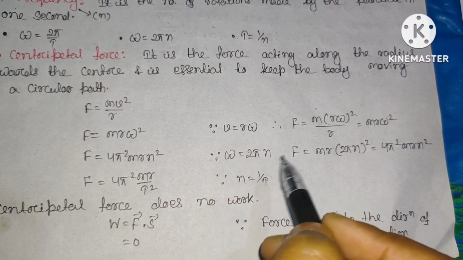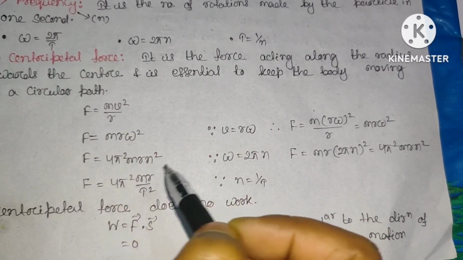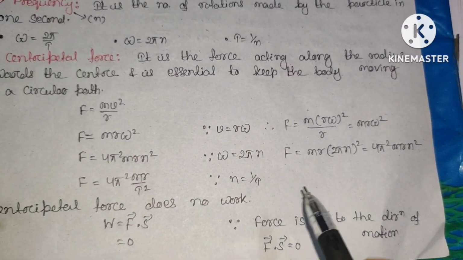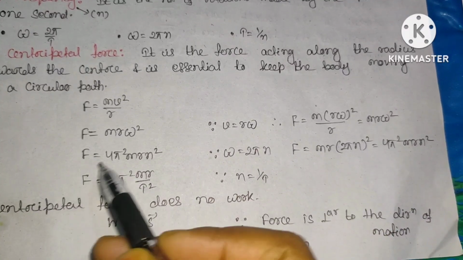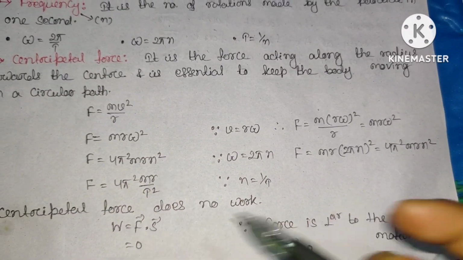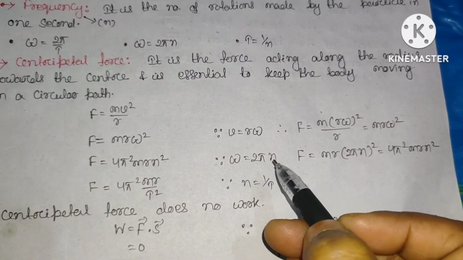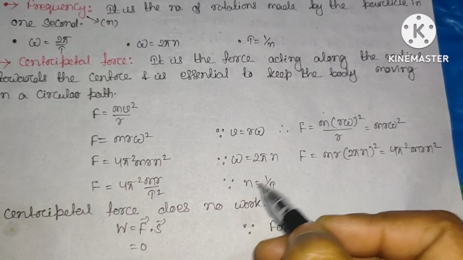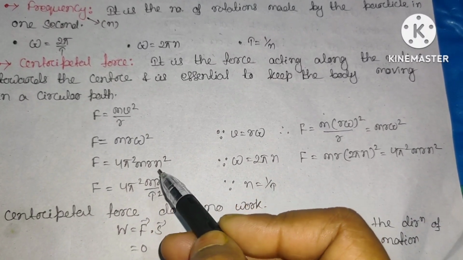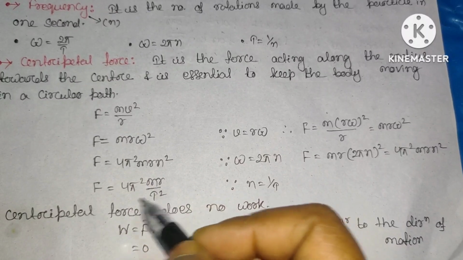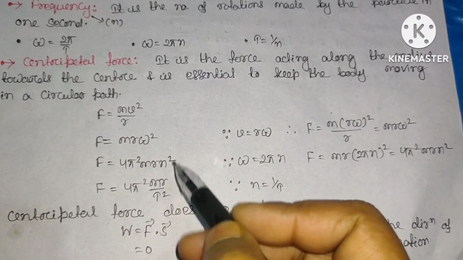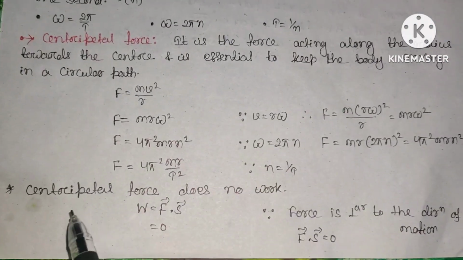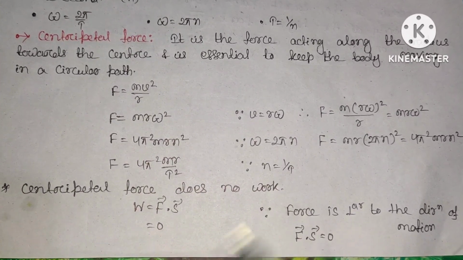Similarly, if we put omega equal to 2 pi n, then this centripetal force becomes m r into 2 pi n whole square, so this becomes 4 pi square m r n square. Here n represents the frequency and omega is the angular velocity. And n equal to 1 by T. If we write 1 by T in place of n, then this is 4 pi square m r 1 by T square. So these are the expressions for centripetal force. And again, this centripetal force does no work. How?